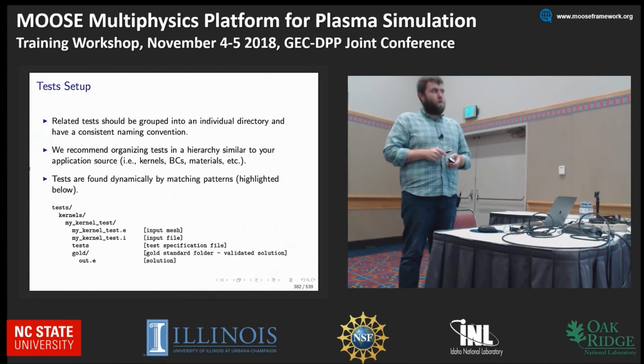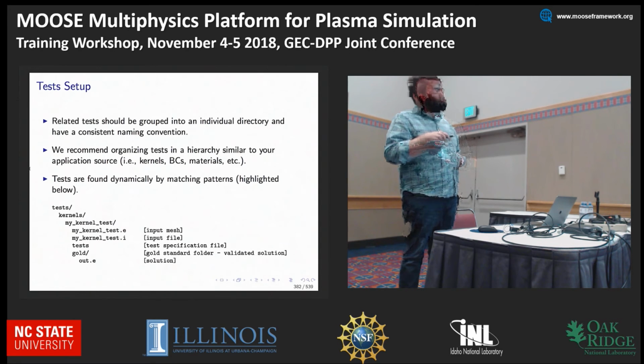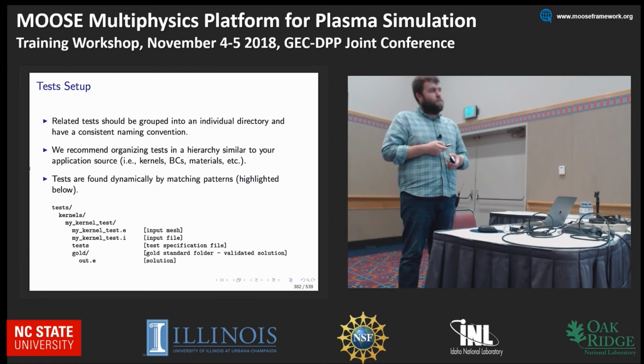Up to this point, we've been doing a pretty standard test, and that's Exodus diff, or exodiff. That will look at the difference between the Exodus files that are generated. When you create a test, you always want to make sure you at least include your input file and whatever mesh input you need if that's required, the specification file telling Moose that you want to do an exodiff in this case, and then a gold standard folder with a validated solution.